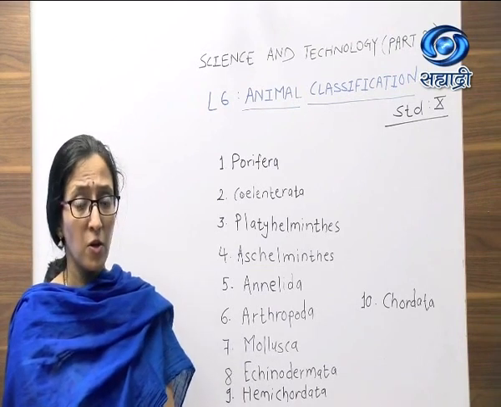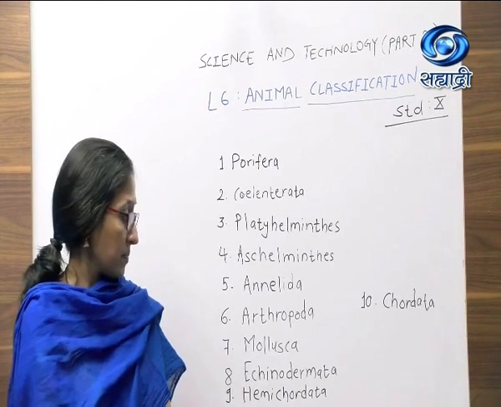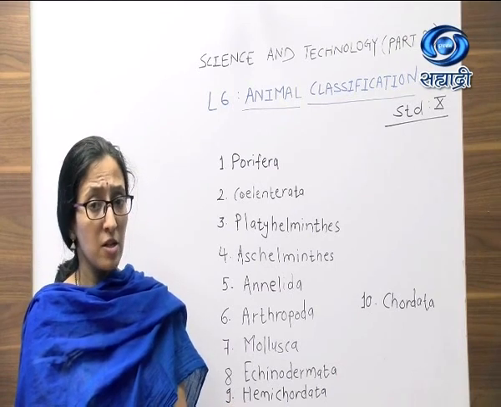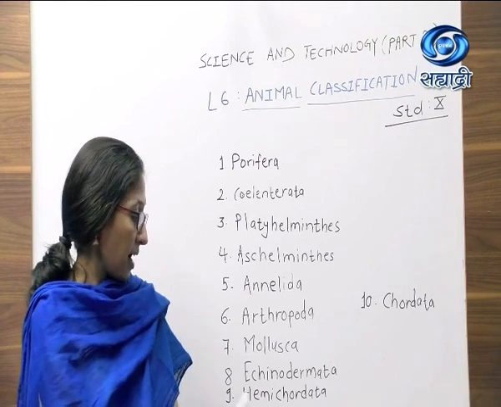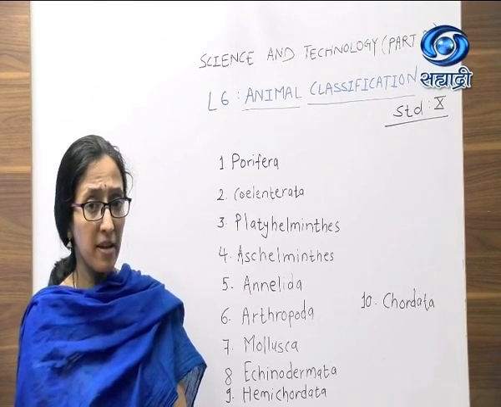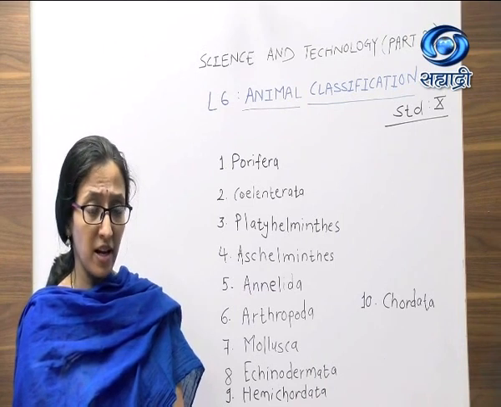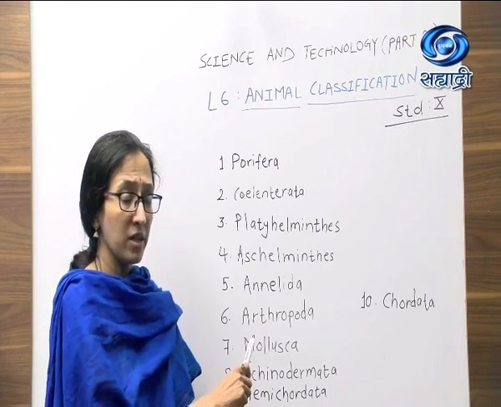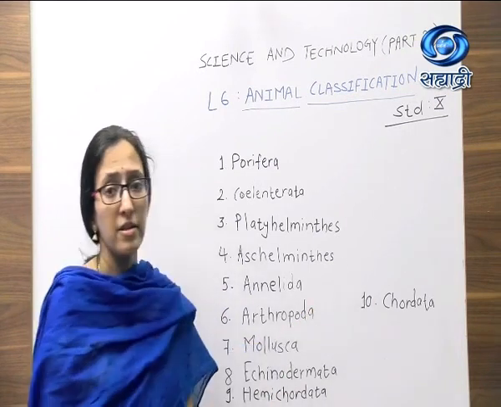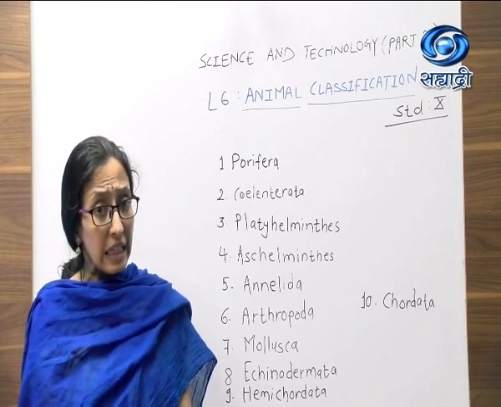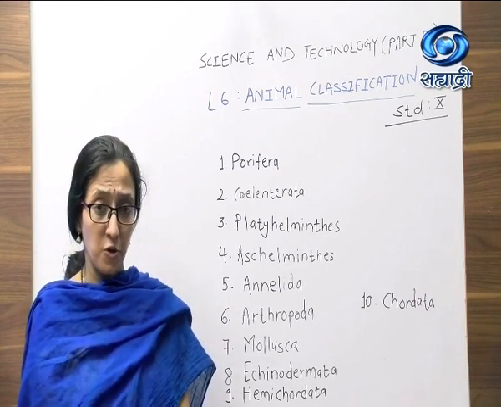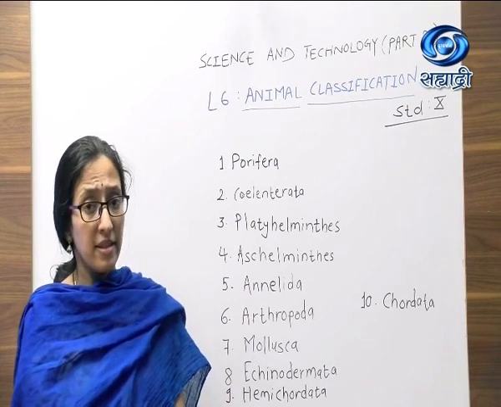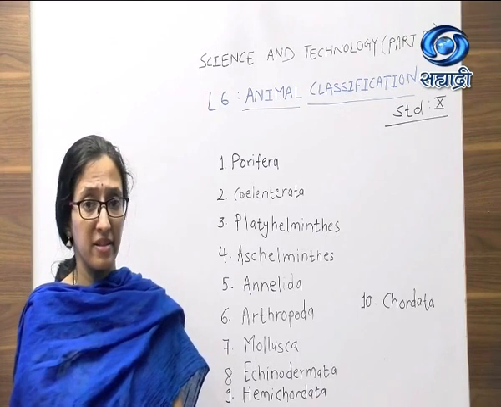Phylum Mollusca includes all the soft-bodied members. Next phylum is phylum Echinodermata, which includes spiny-bodied members. And the last non-chordata phylum is phylum Hemichordata, which is connecting link between chordates and non-chordates. And the last phylum is phylum Chordata. In this phylum, presence of notochord, presence of pharyngeal gill slits, postanal tail, these are some of the important characteristics.